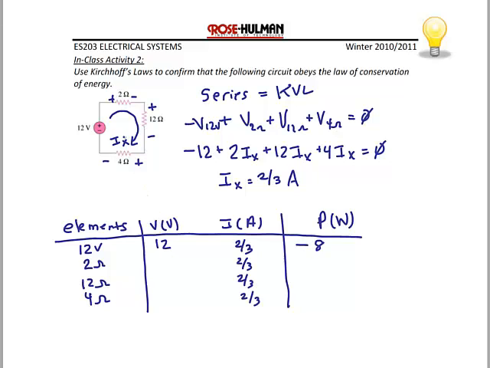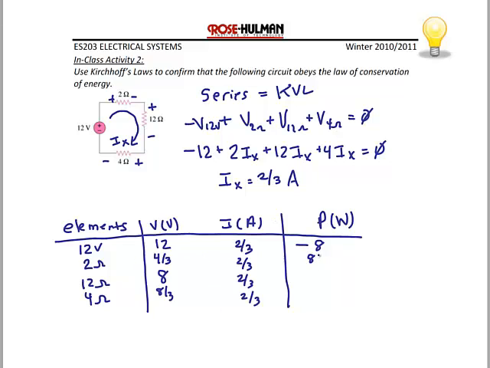For the 2 ohm resistor, the voltage drop should be 2 times 2/3, or 4/3 volts. For the 12 ohm resistor, it should be 12 times 2/3, which is 8 volts. And for the 4 ohm resistor, it would be 4 times 2/3, which is 8/3 volts. Resistors always drop voltage and they always absorb power. So all of these would be absorbed.